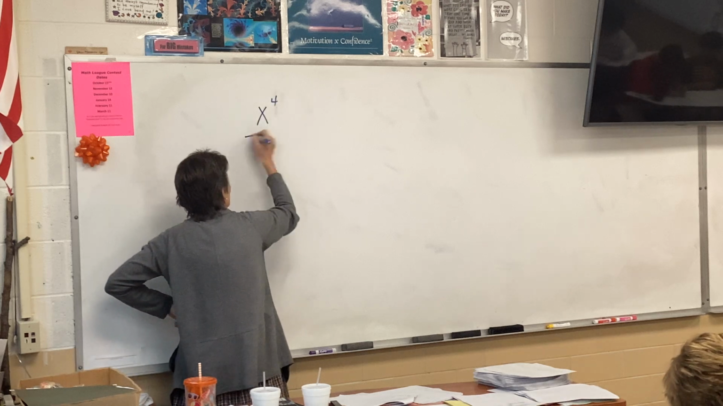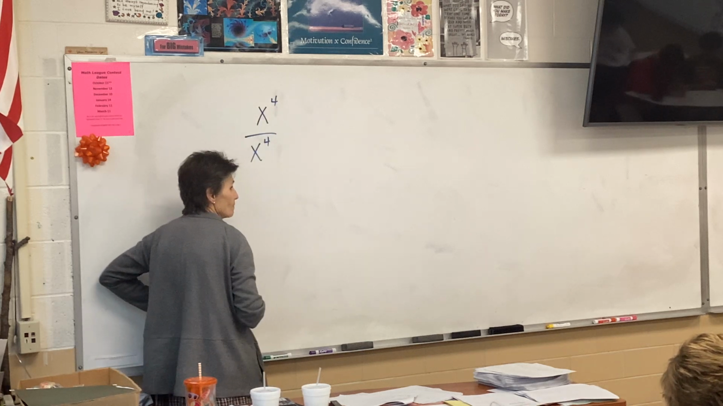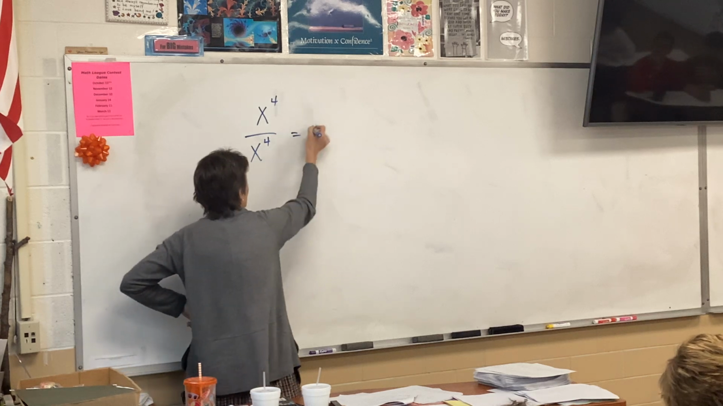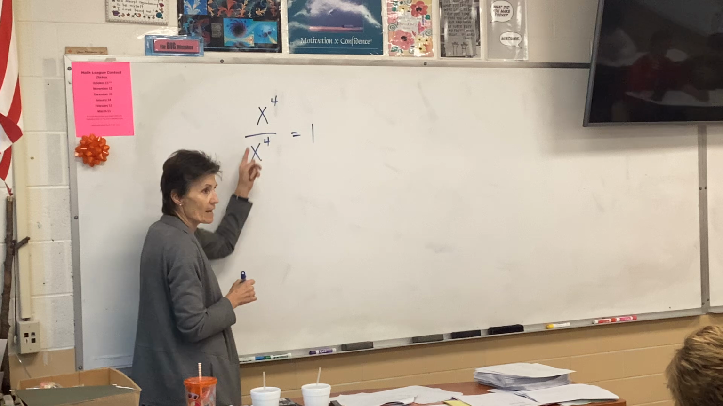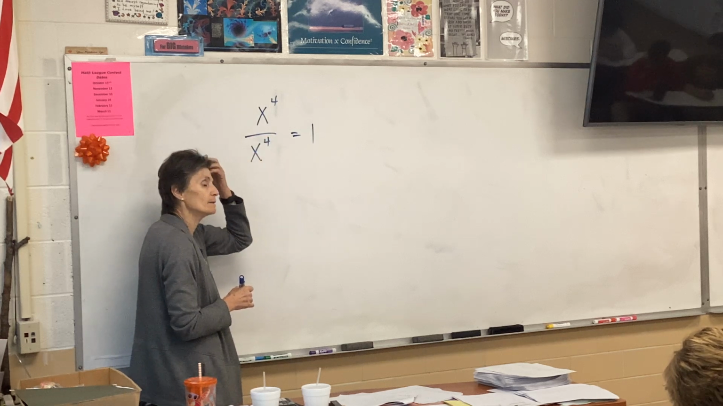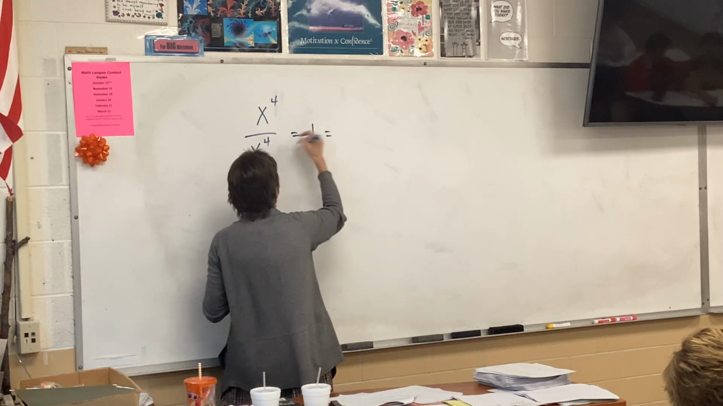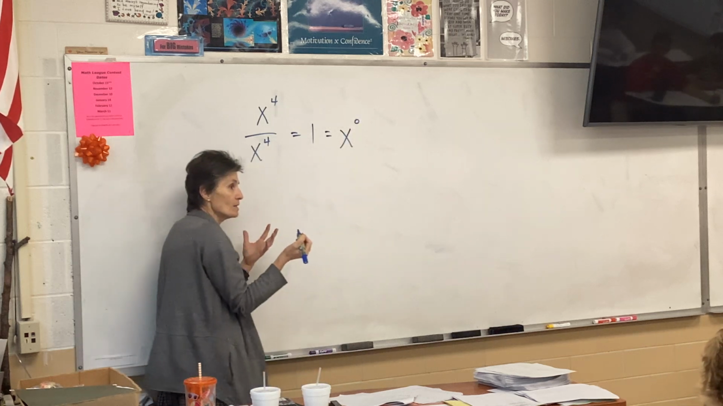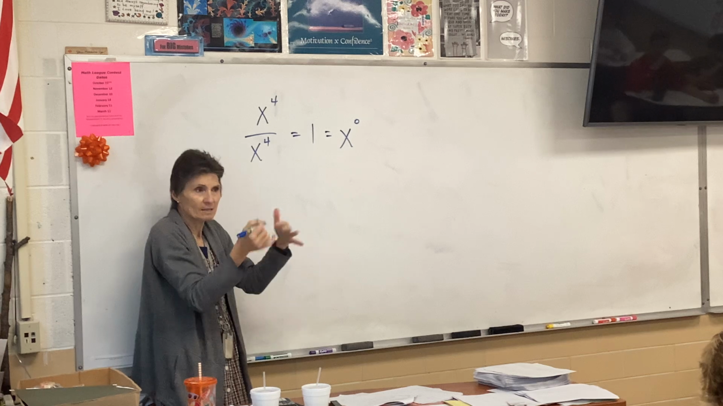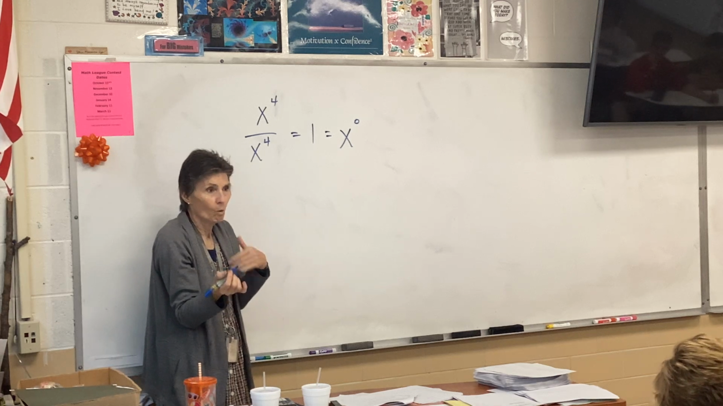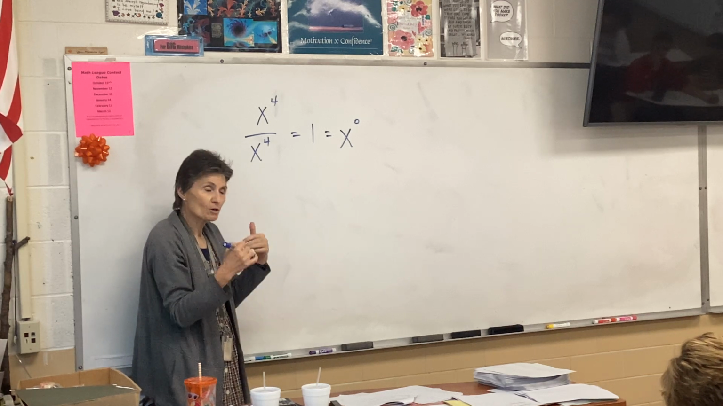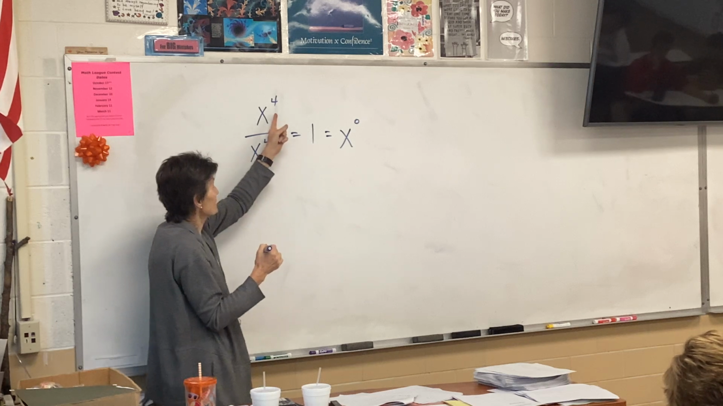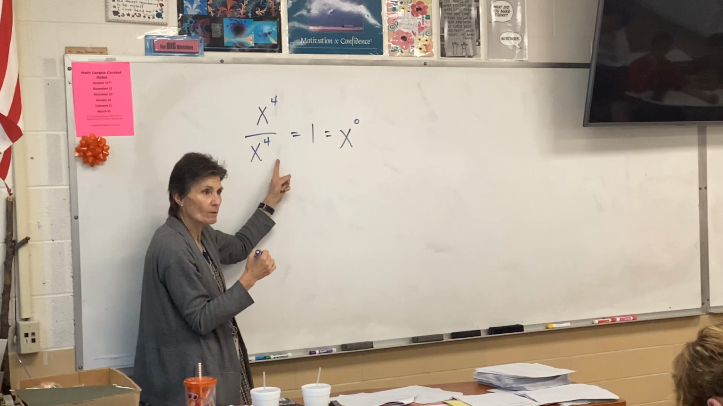If we have x to the 4th over x to the 4th, everybody in the world knows that's 1, because when these are the same, they're going to cancel out and make 1. But if you subtracted the exponents, you would get x to the 0th, right? So that's why anything to the 0th power is 1. But the argument that anything to the 0 power is 1 is based on this subtraction of exponents.